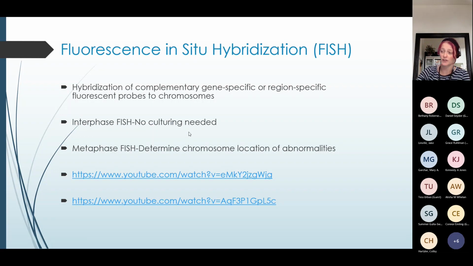So if you do interphase FISH, no culturing is needed. What is interphase? Who can jog my memory of what is interphase when we're talking about cell cycle? I know it's the start of it. Okay, so it's not necessarily the start of it, but it's where your cell is most of the time, right?